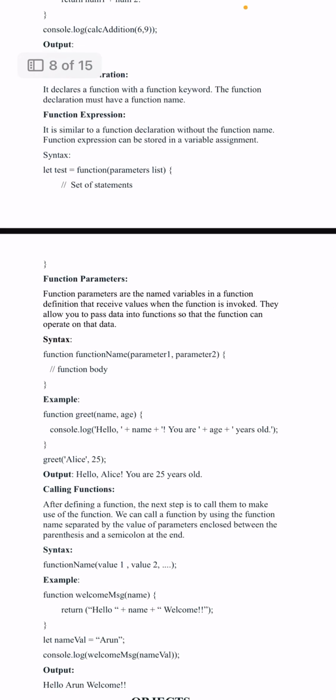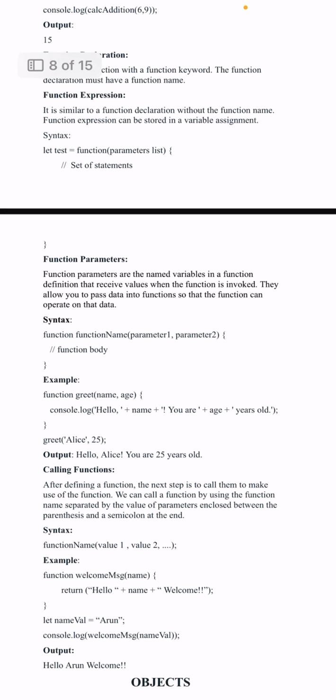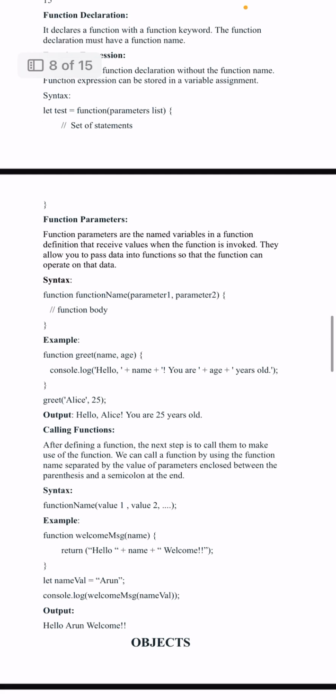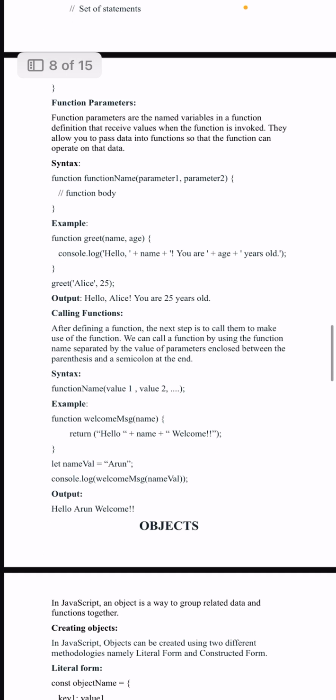Function parameters are the named variables in a function definition that receive values when the function is invoked. They allow you to pass data into functions so that the function can operate on that data. Here is the syntax and example.